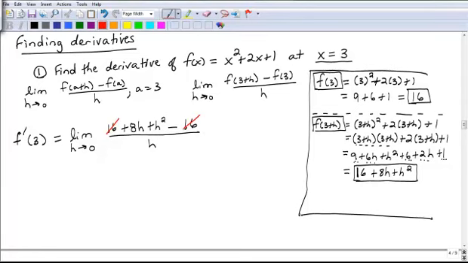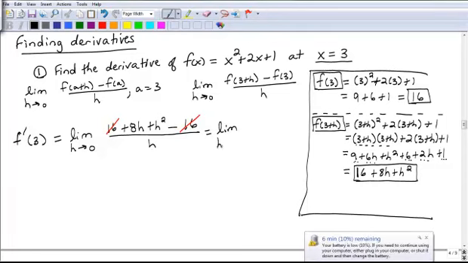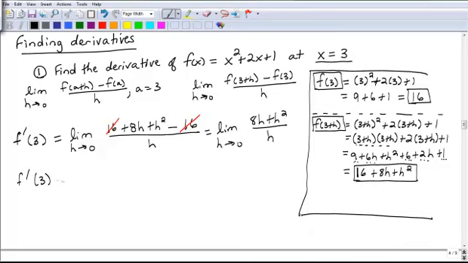Notice 16 minus 16 adds to 0. And so this is the limit as h goes to 0 of 8h plus h squared over h. Notice I still can't plug in 0 for h yet because h is in the denominator. But I can simplify this. I can factor an h out of the top. I'm left with 8 plus h, but now the h's will cancel. And so this is the limit as h goes to 0 of 8 plus h.